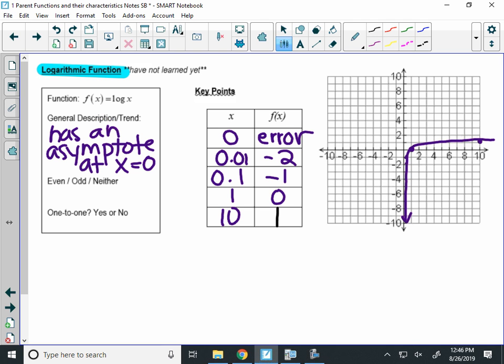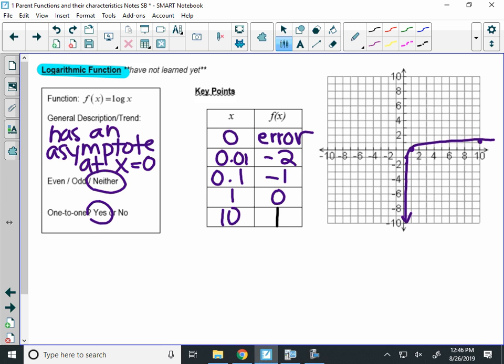Right? Asymptote's my favorite word. We'll learn another of my favorite math words. We'll do some other of my favorite words this year. Is that even, odd, or neither? Neither. And 1 to 1? Yes, that's the horizontal line test.